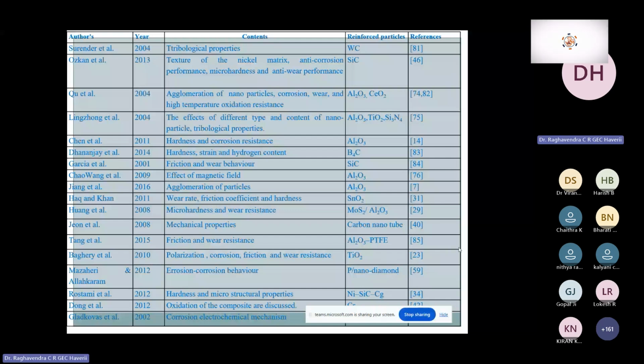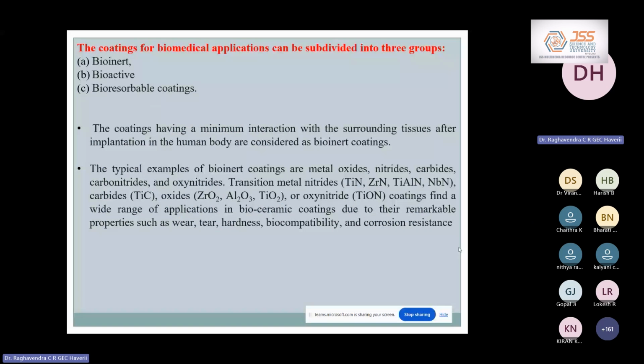You can see the silicon carbide, the molybdenum disulfide, carbon nanotubes, PTFE, titanium oxide, nano diamond, and chromium metal powders have been widely used for different applications. Now, let me concentrate on the coatings for biomedical applications, which can be divided into three groups: bioinert, bioactive, and bioresorbable coatings.